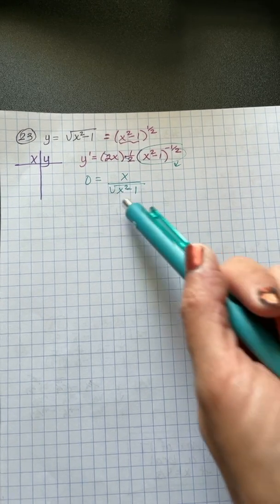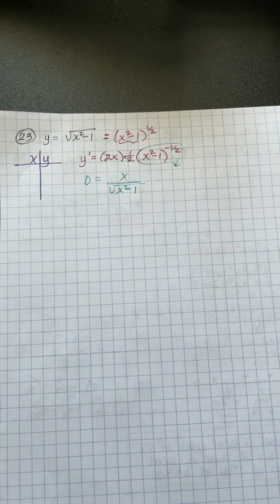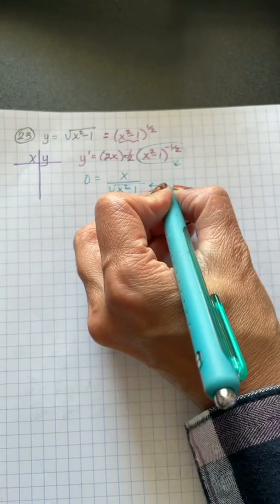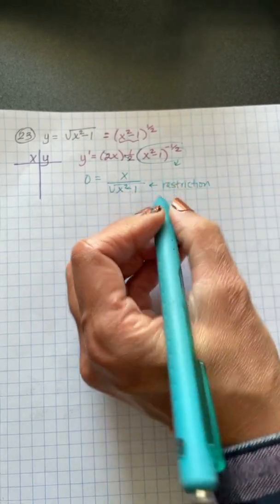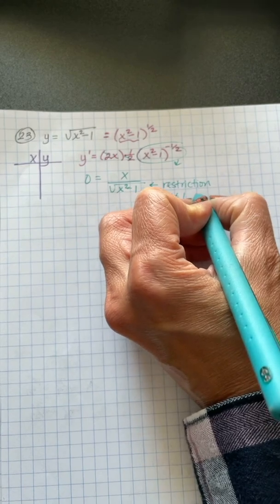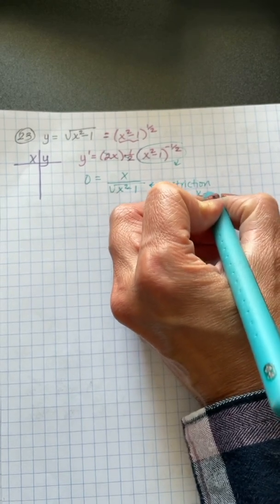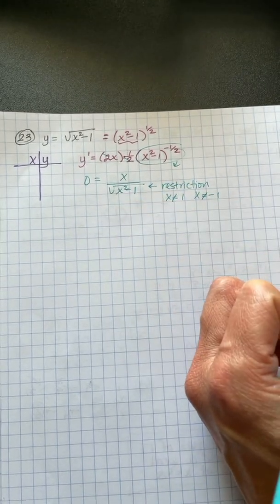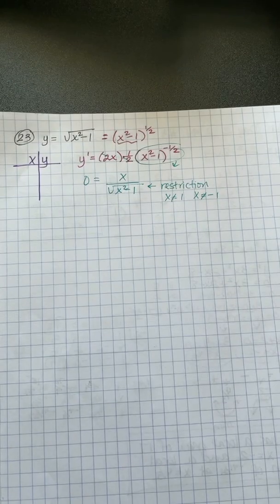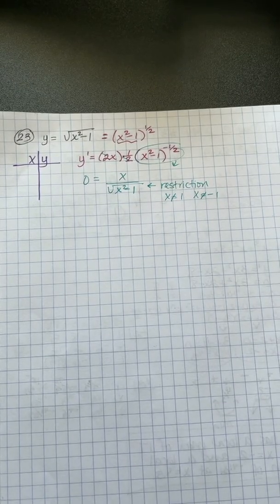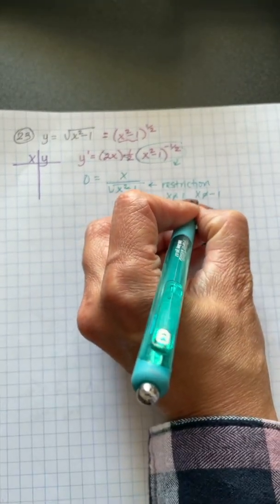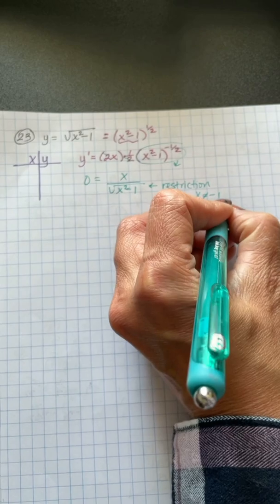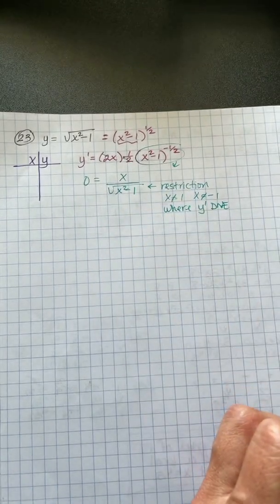Okay. I have a restriction in there because x squared minus 1 factors down to x plus 1, x minus 1. So that means that the restriction is x cannot equal 1 and x cannot equal negative 1, because 1 or negative 1 would make the denominator 0 if I plug that in for x. Okay, so we're restricted. This is where the derivative of y does not exist.